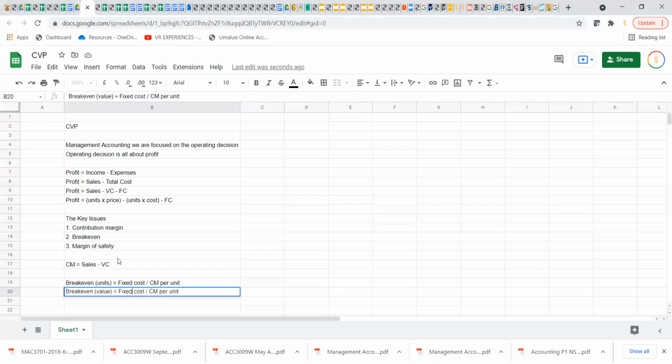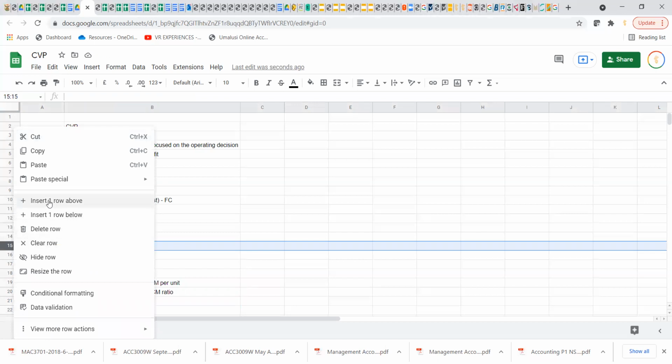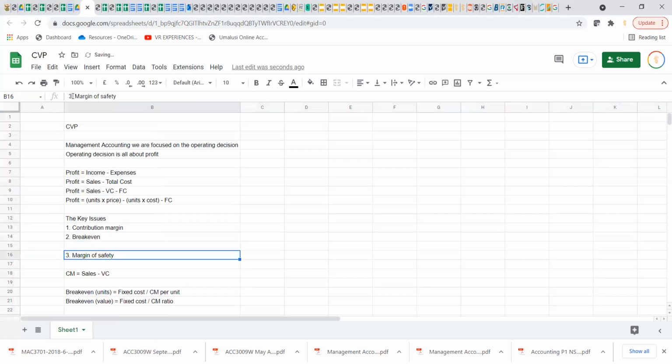So this would still be fixed costs, but divided by the contribution margin ratio. So what is contribution margin ratio? Let's put that in number 3. Let's make that number 4, and that number 3. So, contribution margin ratio.